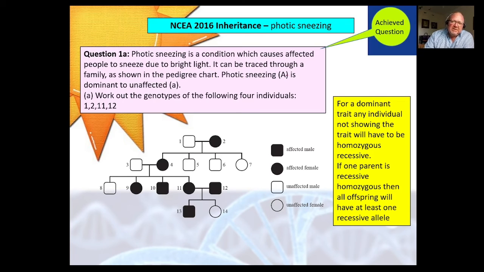Photic sneezing is dominant, and unaffected people are recessive. Work out the genotypes of the following individuals: 1, 2, 11, 12. So, when you are affected, you're black, and when you're unaffected, you're white. And to be unaffected is little a, little a. So all the white ones, we can say little a, little a. You guys agree?